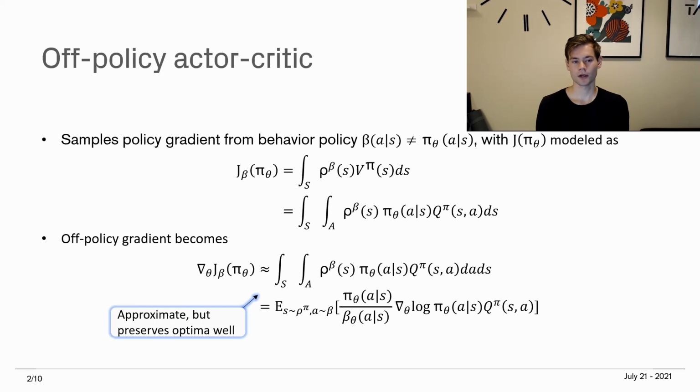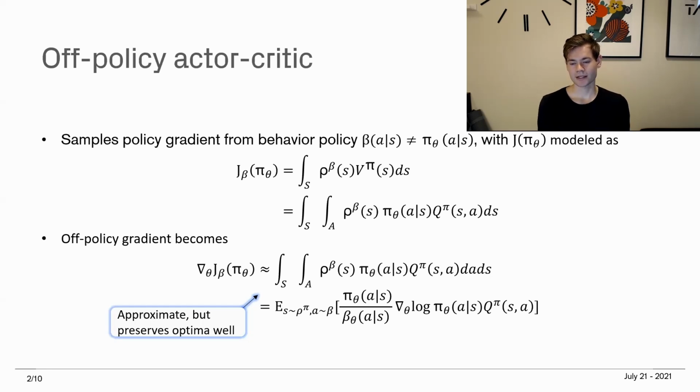Okay, so another thing, in off-policy actor critic. Off-policy is when you follow a policy that's not the same as the one you're trying to approximate. So then we would sample a policy gradient from a behavior policy. And then it's quite common practice to model the performance objective as the following. So you would have rho of beta, which is the policy that you're following now, so the behavior policy, and then the value function v according to the policy pi of s, ds.